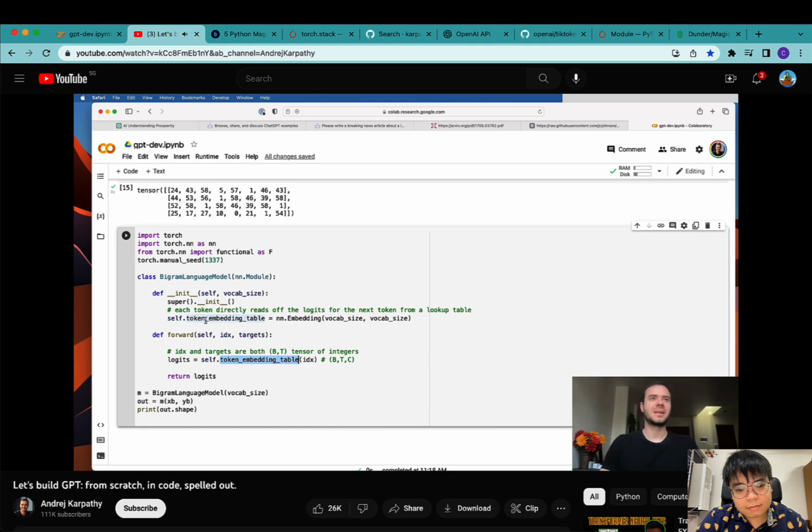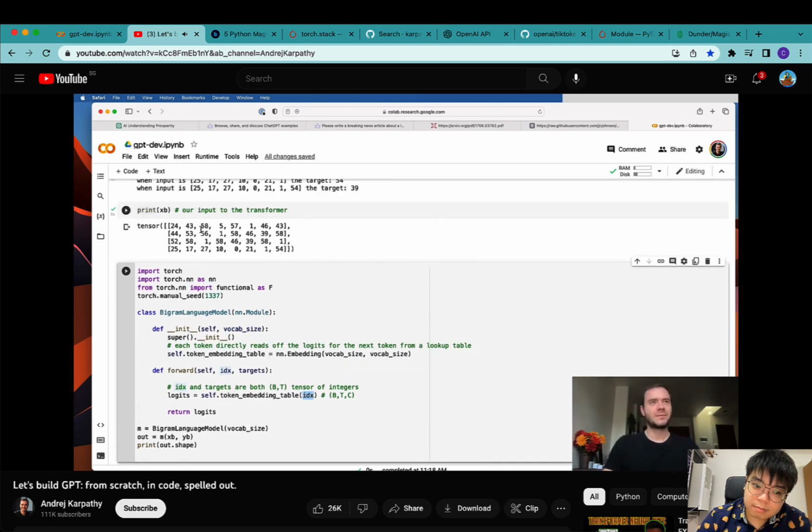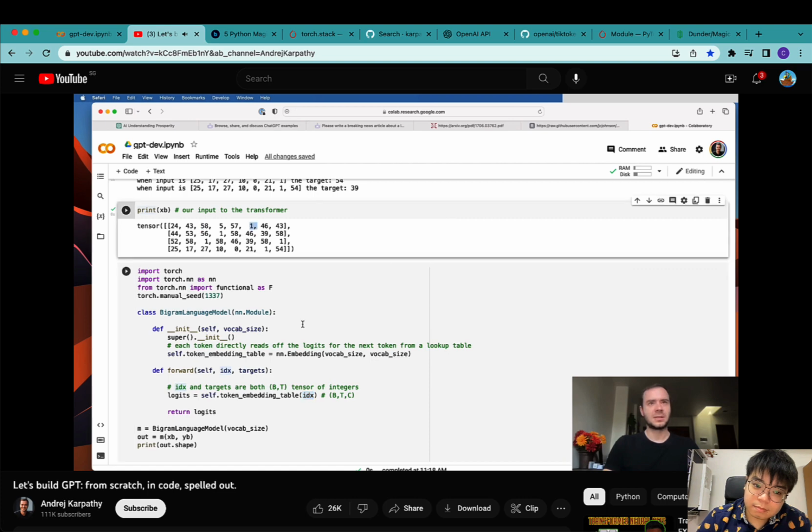So what's going on here is that in the constructor, we are creating a token embedding table, and it is of size vocab size by vocab size. And we're using nn.Embedding, which is a very thin wrapper around basically a tensor of shape vocab size by vocab size. And what's happening here is that when we pass idx here, every single integer in our input is going to refer to this embedding table and is going to pluck out a row of that embedding table corresponding to its index.